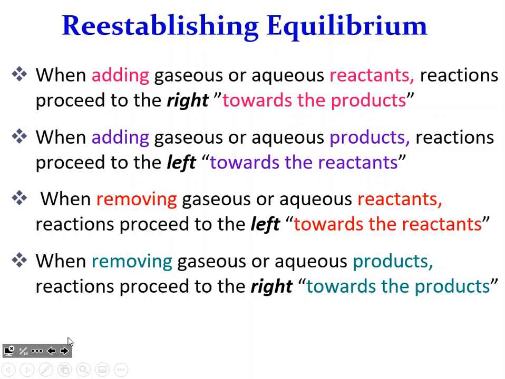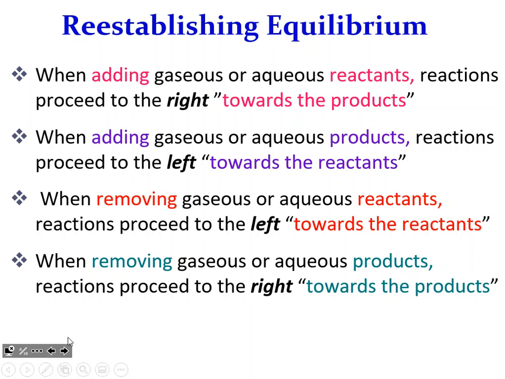When adding gaseous or aqueous products, reactions proceed left towards the reactants, obviously. It's going to that opposite side again. You could also say reactions shift left towards the reactants. And of course it's going to do that in order to reestablish equilibrium, get back to that K value, that K ratio of the products over the reactants. That's a very important number and way of thinking about the system, getting back to that ratio.